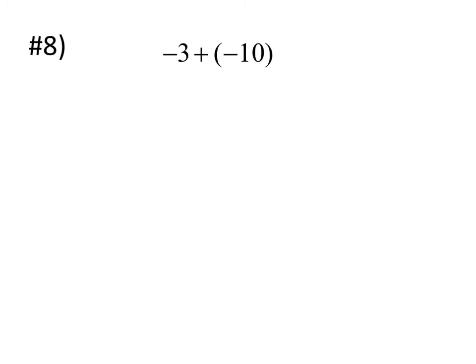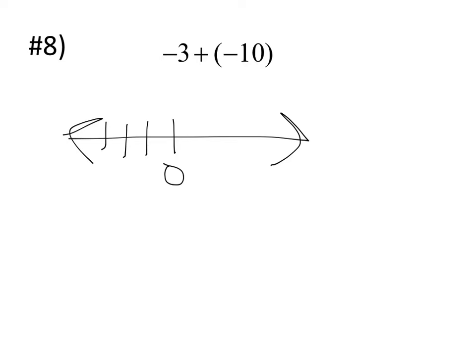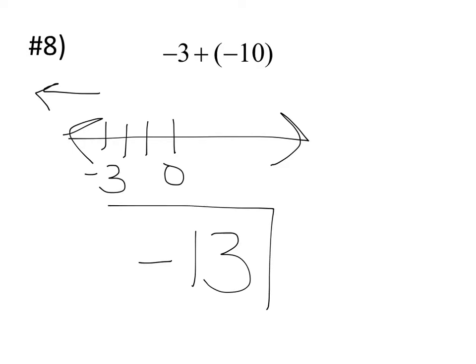Negative 3 minus 10, so if we draw a number line, if we start at negative 3, which is here, and then we move negative 10 that way, we're going to end up at negative 13.